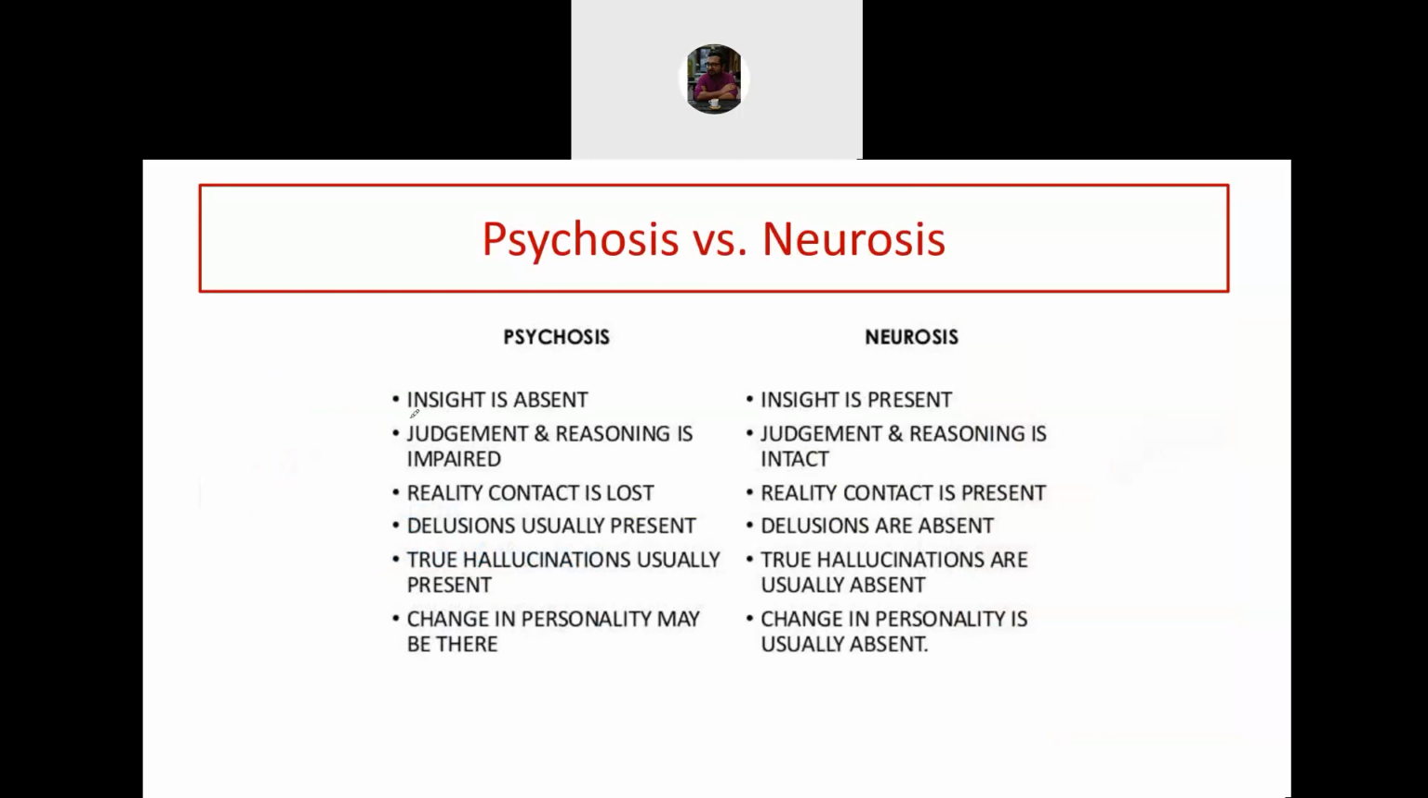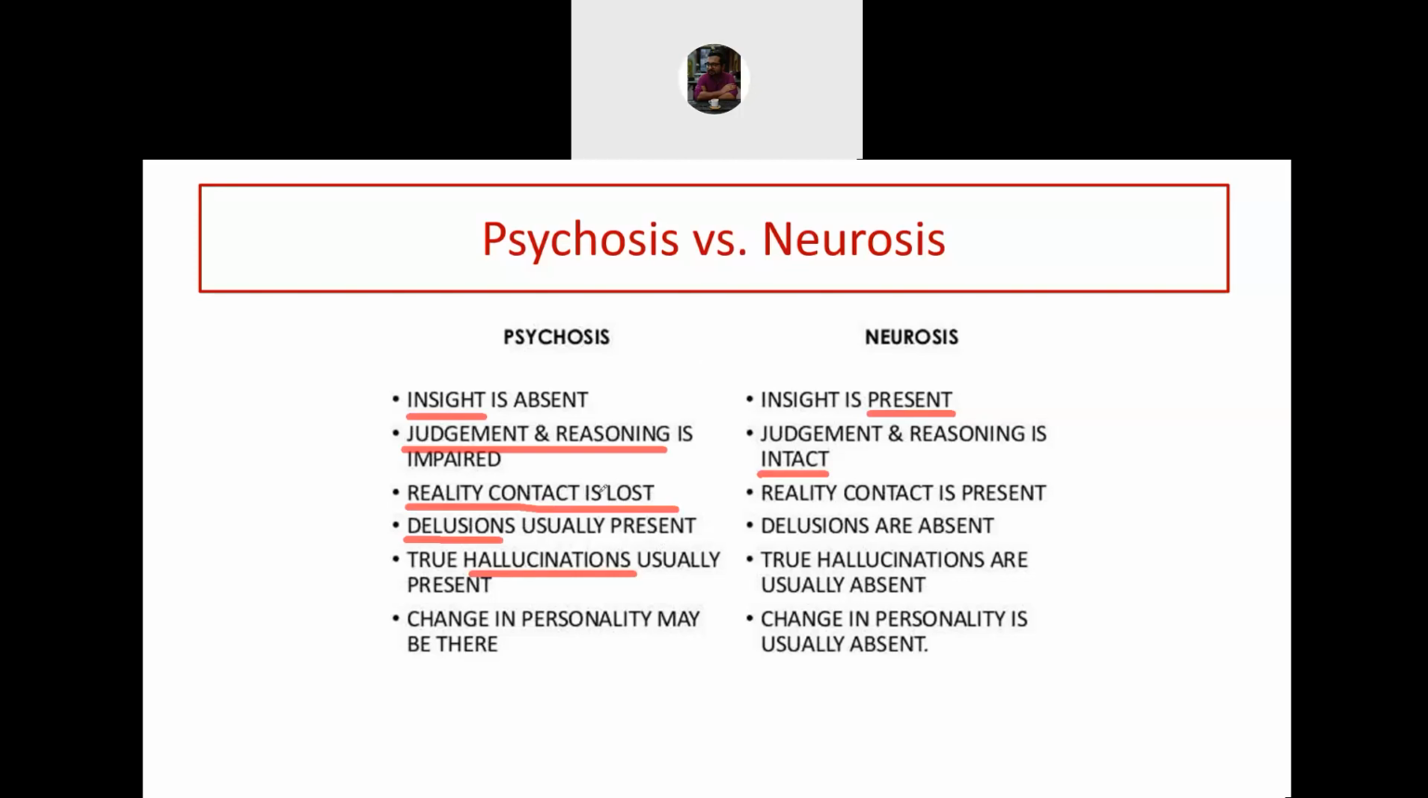In psychosis, the insight is absent and judgment and reasoning are impaired. These two are totally intact in neurosis. So in neurosis, insight is present and judgment and reasoning are also intact. In psychosis, contact with reality is lost, but contact with reality is present in neurosis. In psychosis, classically, delusions and hallucinations are present. In neurosis, like anxiety or depression, we do not get true hallucinations or delusions.